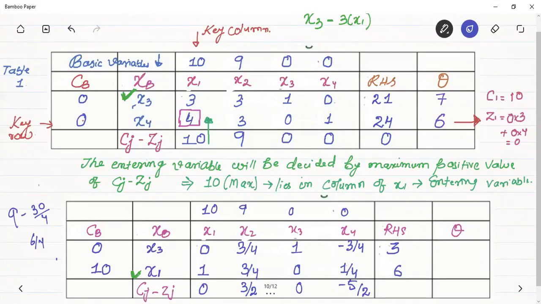Okay, now tell me what value will come here in the RHS? In the RHS we do not have to subtract C, okay. Here also we did 0 into 21 plus 0 into 24, that was 0. Now it will be 0 into 3 plus 10 into 6, that is what? 60. 60. Simple. Remember, in the second iteration what was the value of Z? Was it 60 or not? Isn't it?